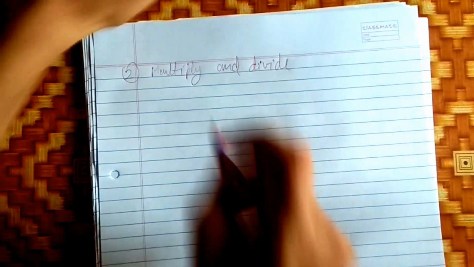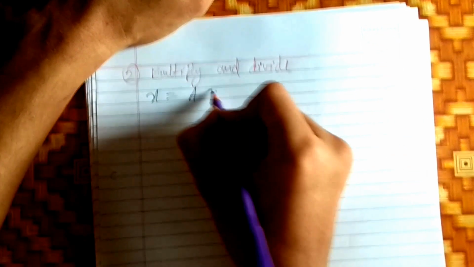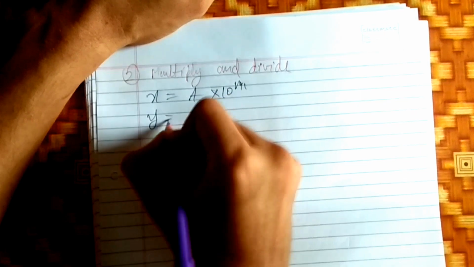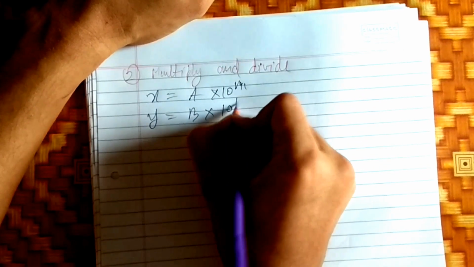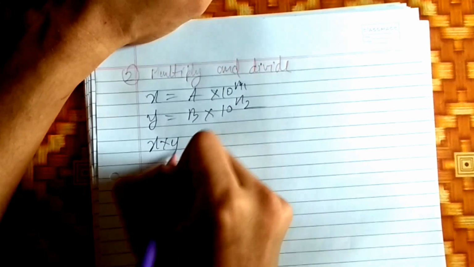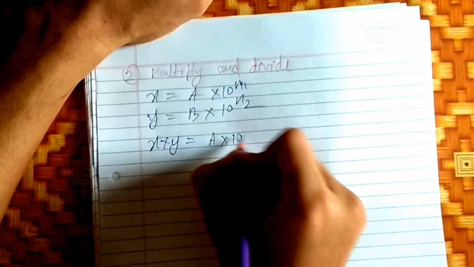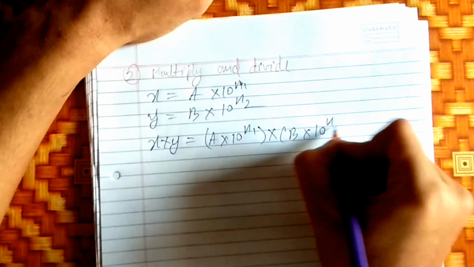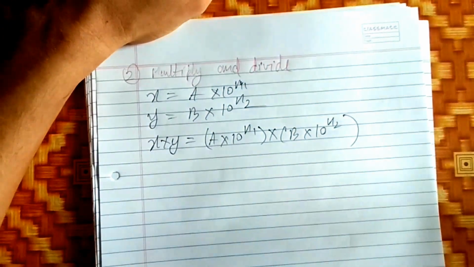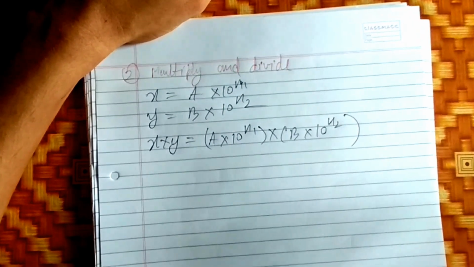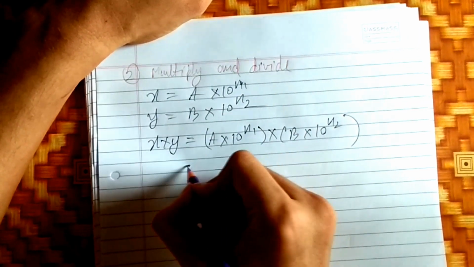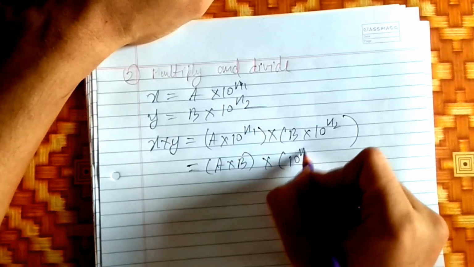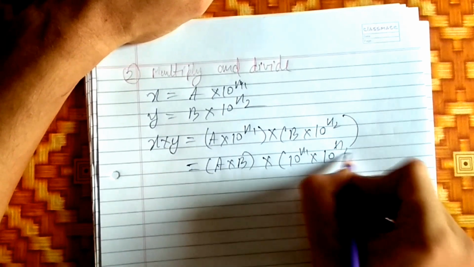Okay, so if x is a into 10 to the power n1 and y is b into 10 to the power n2, then x into y will be a into 10 to the power n1 into b into 10 to the power n2. After that, we will take the numbers in one bracket, a into b, and the exponents in the other, 10 to the power n1 into 10 to the power n2.